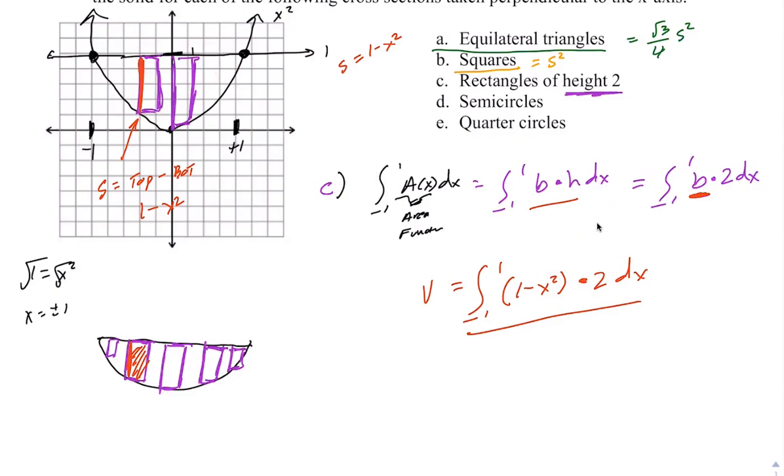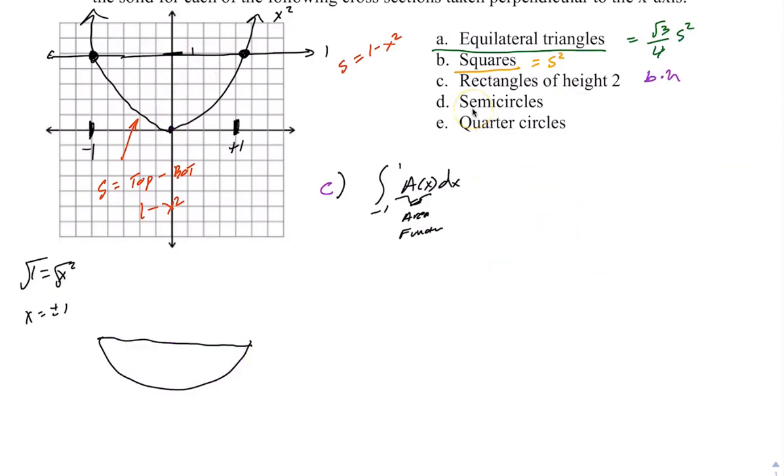So that's rectangles. Now we're going to move on to semicircles. The area of a semicircle, which is half a circle. Let me draw it first. So it's half a circle.